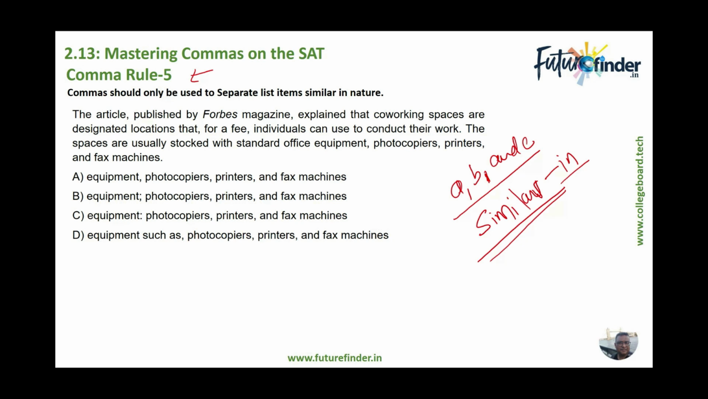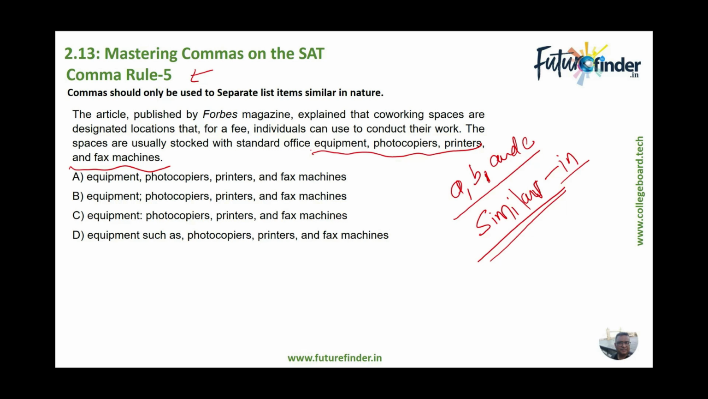So the article published by Forbes magazine explained that co-working spaces are designated locations that, for a fee, individuals can use to conduct their work. The spaces are usually stocked with standard office equipment, photocopiers, printers, and fax machine. So we are looking at this portion wherein we are looking at office equipment, photocopiers, printers, and fax machine. So is this correct or incorrect? We are looking at that.